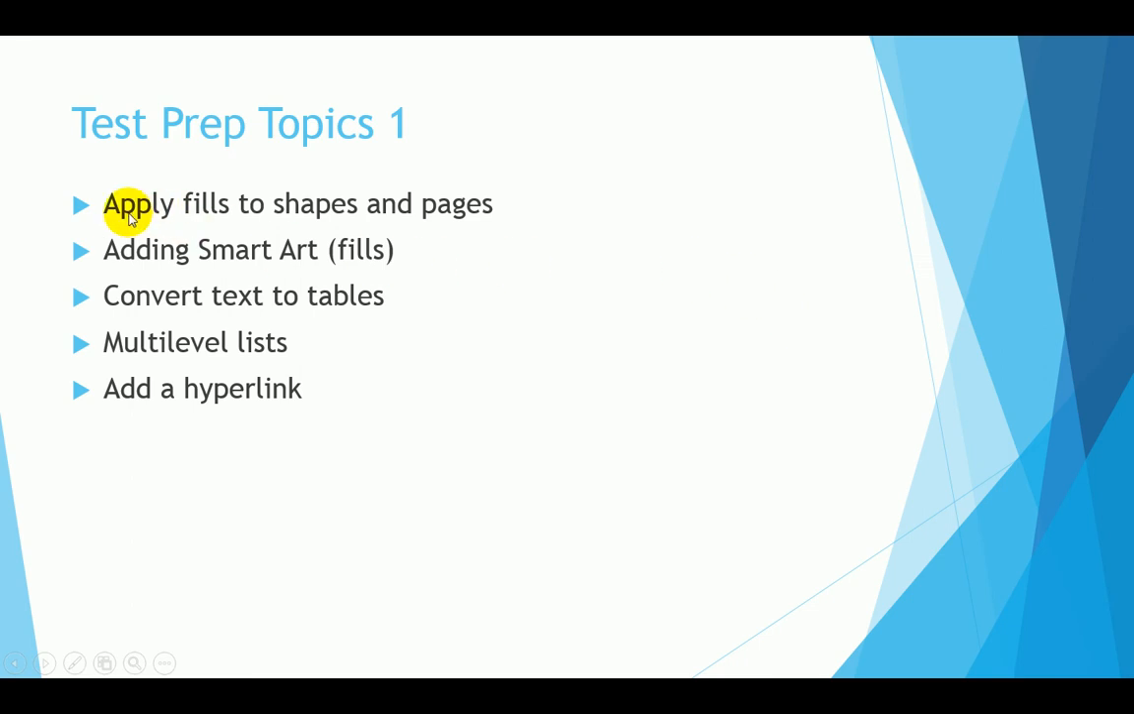What we talked about today was applying fills to both shapes and pages. We talked about the solid fill, the gradient fill, and the texture fill. We showed you how you could apply those fills to your SmartArt graphics as well. We converted text to tables. Without just accepting the default settings, we had to look and use various settings there. We showed you how to work with a multi-level list and then we showed you two different ways of creating a hyperlink, one to a website and one to another part within the document.